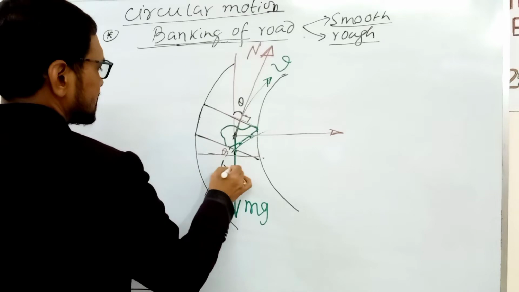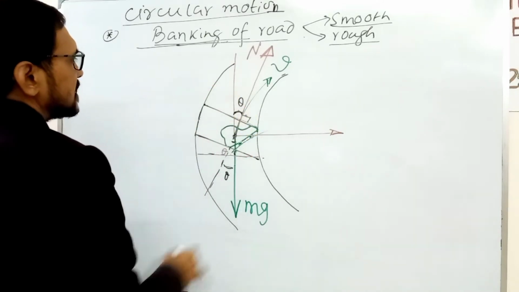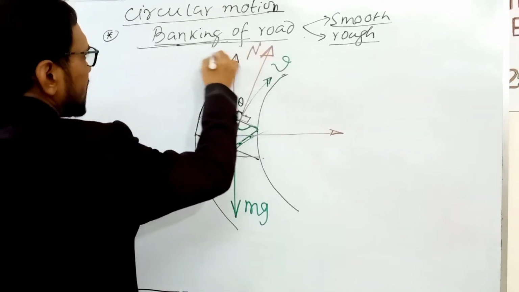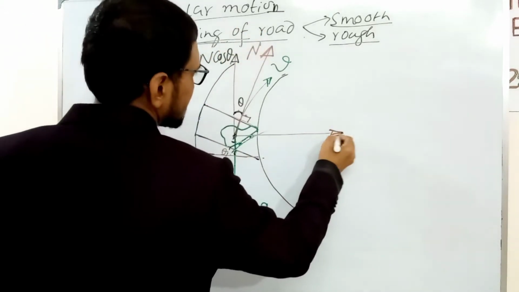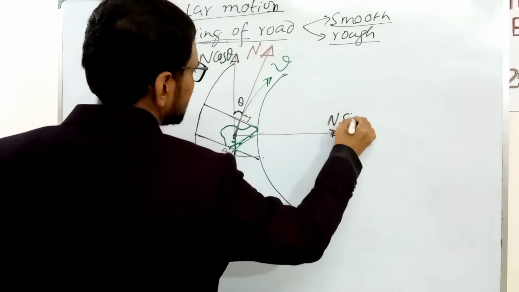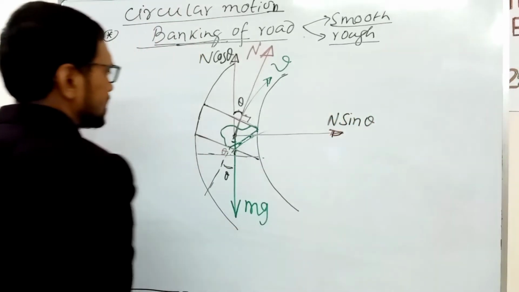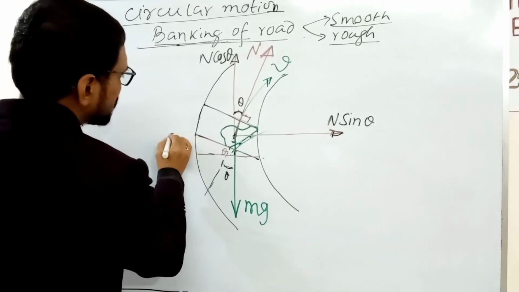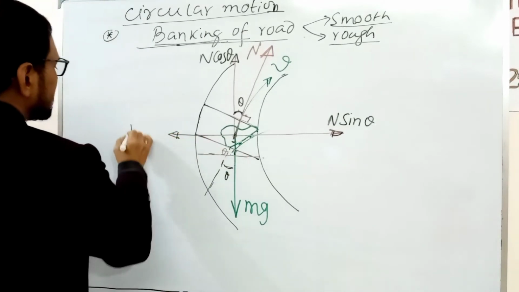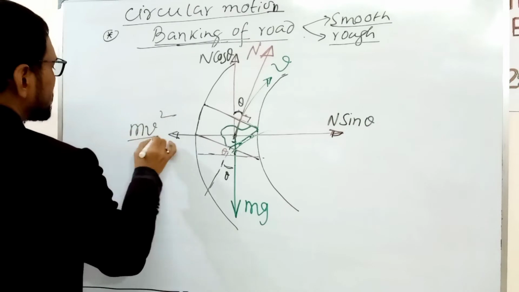This angle is theta. This is vertical opposite. Now, the component of N along the vertical direction is N cos theta, and in this direction the component is N sin theta. Now, if the car moves with velocity v, what is the centrifugal force? Centrifugal force acts in this direction, mv square by r.